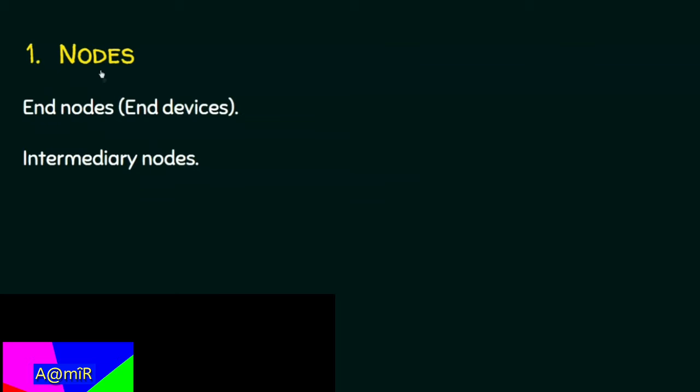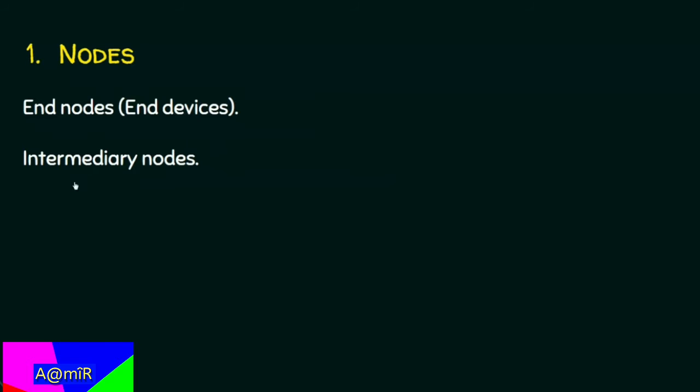Any computer network has three components: nodes, media, and services. Firstly, we will deal with nodes. We have already seen nodes in detail in the previous lectures. A node can send or receive or both send and receive the data. And these nodes can be an end node or an intermediary node. We can call end nodes as end devices and intermediary nodes as intermediary devices.